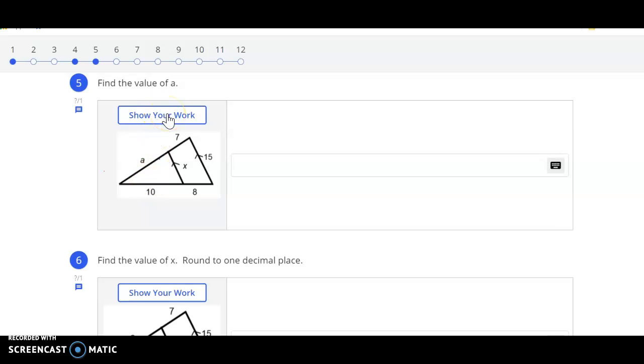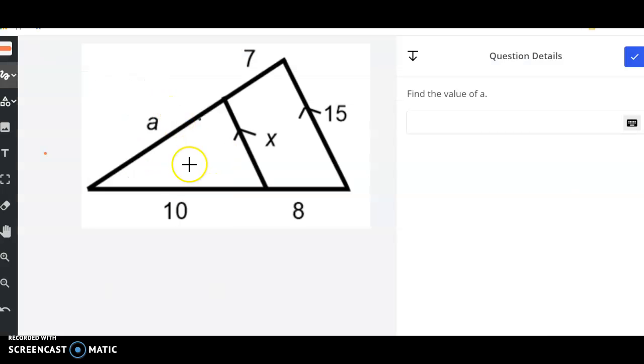For 5 and 6, we'll do the work inside of question number 5. We'll start with finding A first. Again, we have our parallel sides like we did on the last problem. So that again means that this line is splitting the sides into equal fractions. So my fraction would be right here. That's one fraction, A over 7, or 7 over A. Just make sure you match it on both sides.